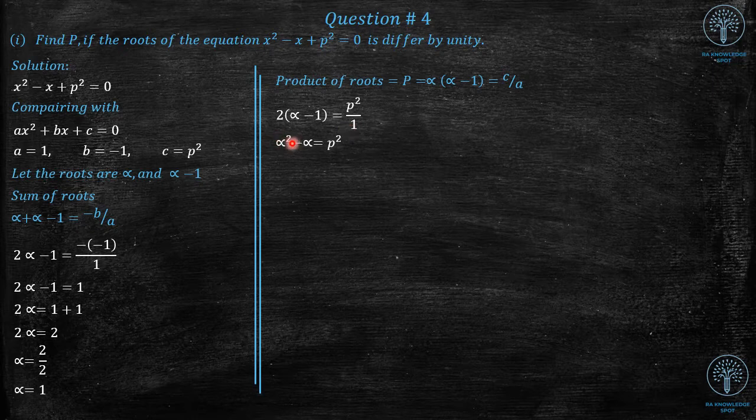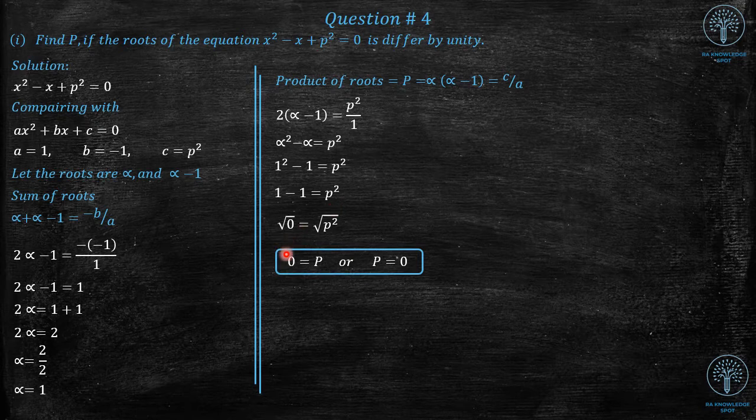Now some more simplification. Alpha square minus alpha, and p square will be as it is. Now what you have to do, we already have the value of alpha. We are just going to replace the value of alpha. 1 square minus 1 is equal to p square. Then 1 square will give you 1 and 1 minus 1 will give you 0. Taking square root on both sides, we have 0 is equal to p, or you can also write p is equal to 0. Dear students, in this question we had to find p and this is your p.